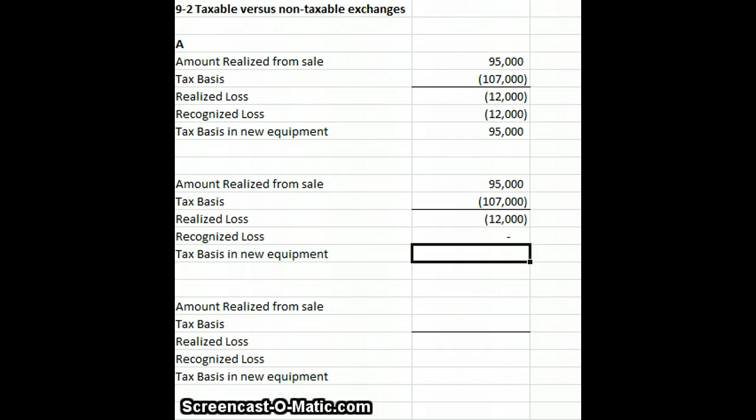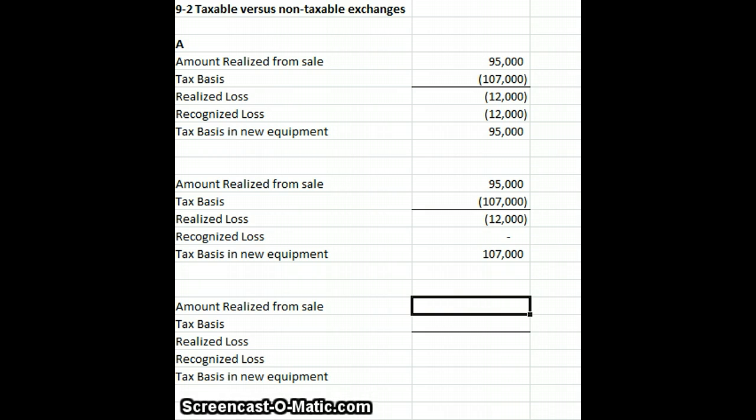So we're going to defer that loss. My new basis in the equipment, since we're deferring that loss, is equal to our $95,000 realized amount plus my $12,000 deferred loss, or $107,000, which of course is our original tax basis. That's how we calculate that substituted tax basis. As you can see, our basis and how we handle it differ between a taxable transaction versus a non-taxable transaction.